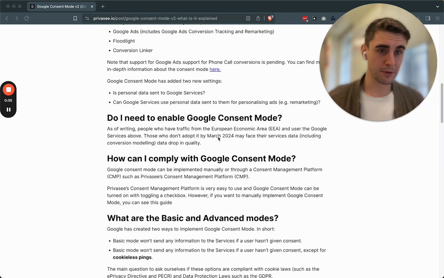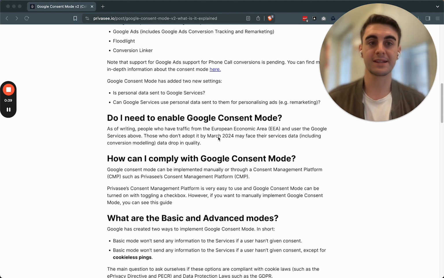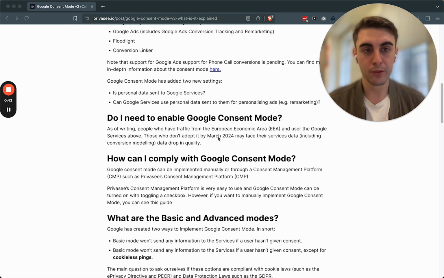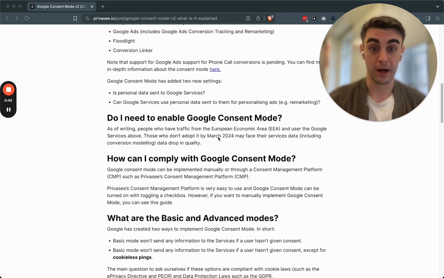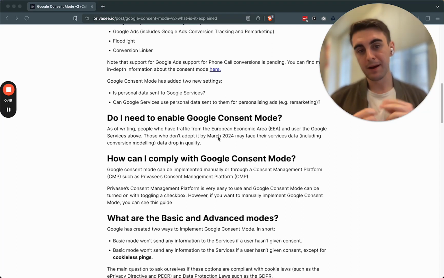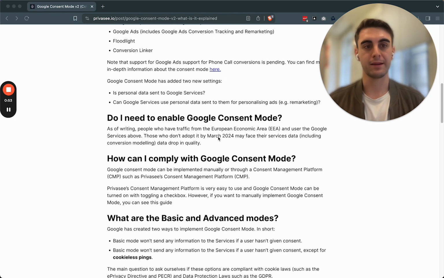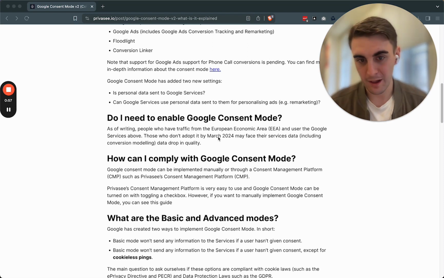Essentially, we need to enable Google Consent Mode because although the Digital Markets Act doesn't apply to us directly, it does apply to us indirectly when we make use of these Google services. By March of 2024, we need to make sure that we have Google Consent Mode enabled in order to make sure that Google doesn't stop sending data onto our services as well.